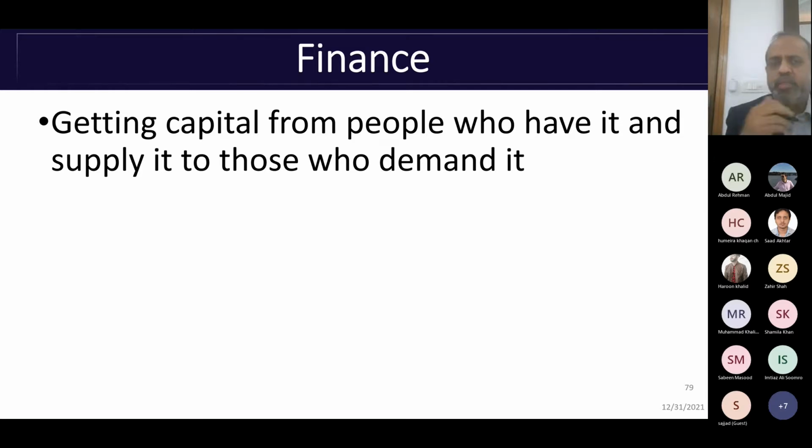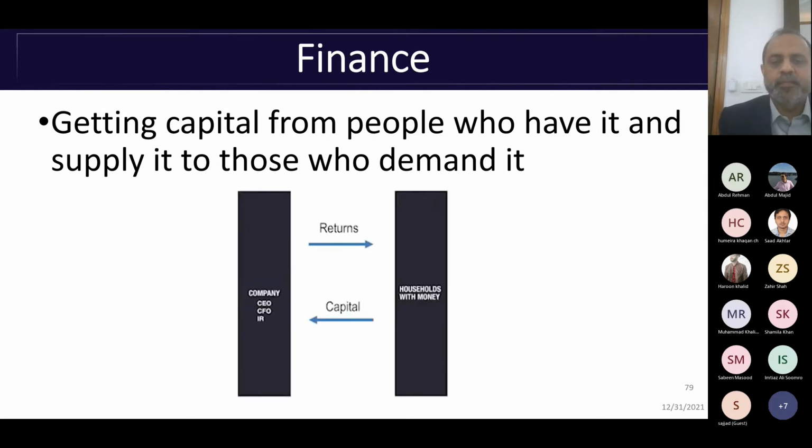Okay? So finance जो है ना, I like this definition from a Harvard professor who says finance is that you get capital, the money, from people who have it, and supply it to those who demand it or who need it. तो फाइनेंस की ब्रॉडर डेफिनेशन बहुत सादा सी है कि जिनके पास पैसा है उनसे लें, और जिनको चाहिए है उनको दें, ताकि जिसके पास पड़ा हुआ है उसको प्रॉफिट मिले.